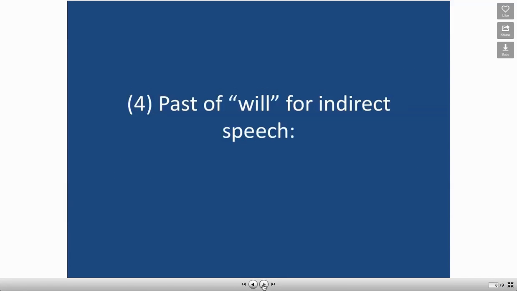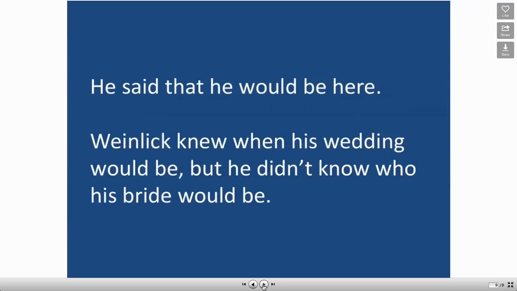And the last thing that is a very common use of would is it's the past of will for indirect speech. Or some people think about this as the future in the past. He said that he would be here. Okay, what he actually said is, I will be there.